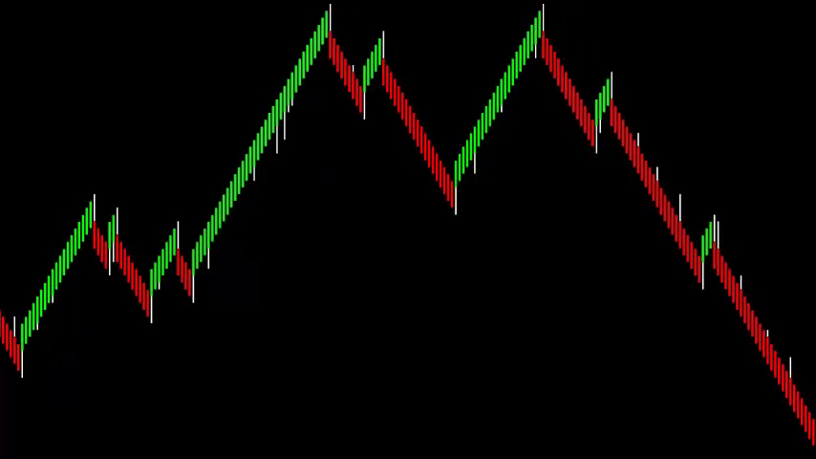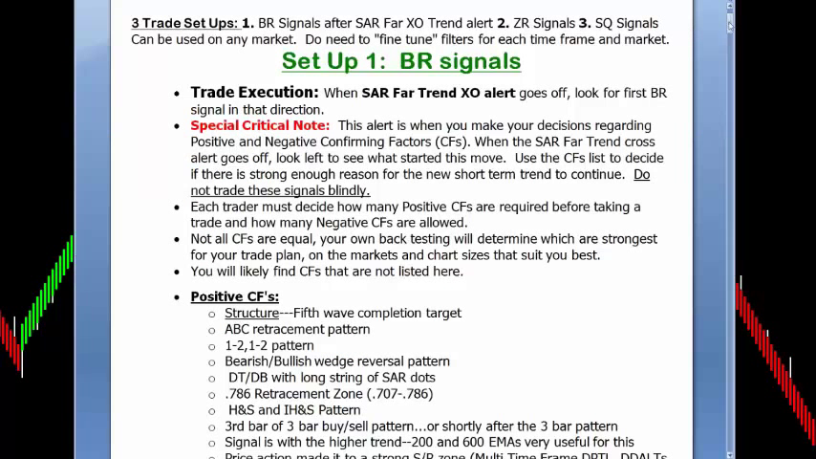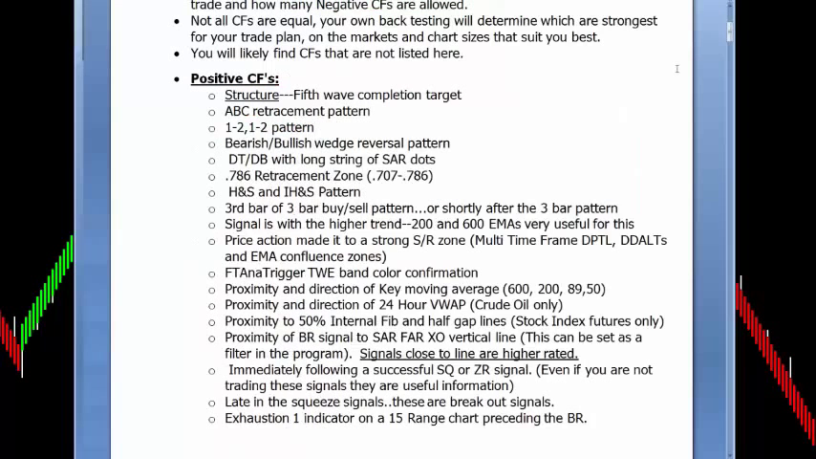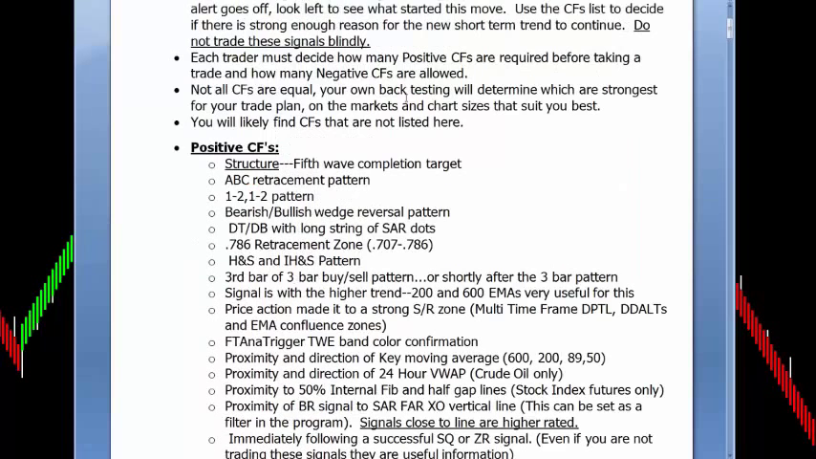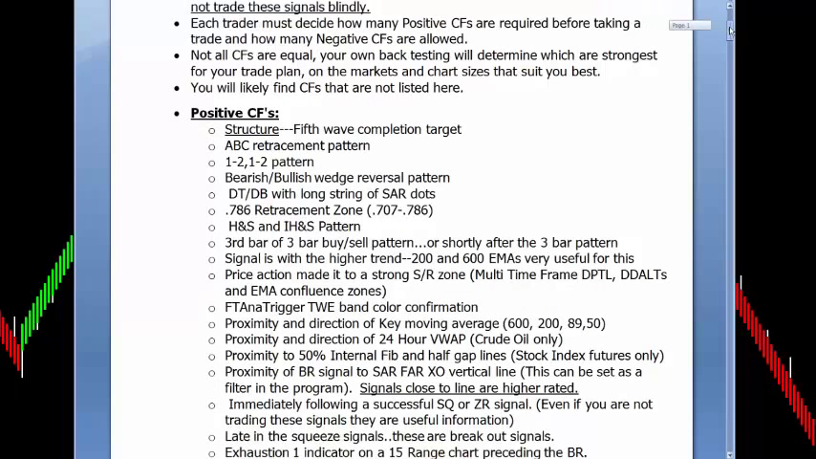I'm going to bring this little sheet in here. And this is just out of the trade plan. And one of the things I say that I feel pretty strongly about is this little note right up here. Do not trade these signals blindly. And listed here are the confirming factors that I use. I really just want to take a second to go through these because you're not going to see any of them on the charts.